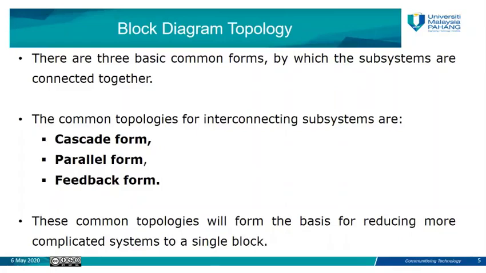For the topology of the block diagram, we have three types of topologies. And we need to understand these topologies because we are going to use them to simplify the complicated control system. So the first topology, we call it cascade form. The second is parallel form. The third is feedback form. We are going to see each type of the topology and how it will be used to simplify the complicated control system.